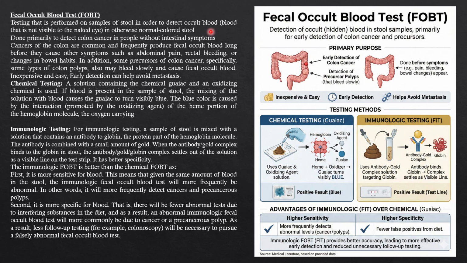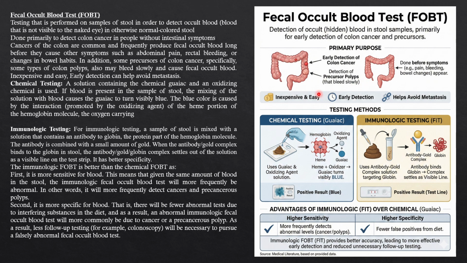Now there is another test, which is the fecal occult blood test or the FOBT, and it is used for the detection of occult, or hidden, blood in stool samples. It is primarily for early detection of colon cancer and precursors. The purpose is early detection of colon cancer, as well as detection of precursor polyps that grow slowly, and it's done before the symptoms appear.